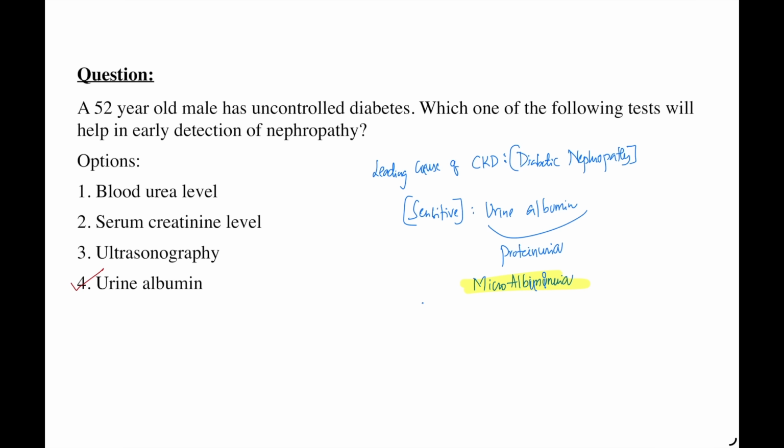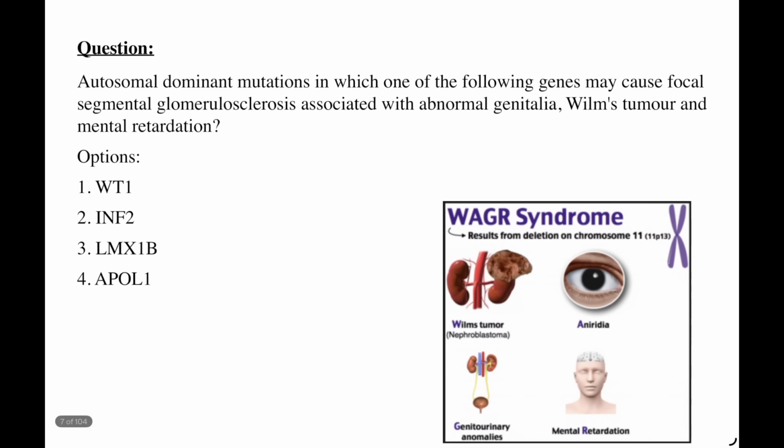Later on, if there is severe damage, chronic kidney disease, then serum creatinine and blood urea levels get affected. If you do an ultrasound, you will see shrunken kidneys. So these are the tests which come later. But the first and best thing that we do is microalbuminuria. The specific test for any kidney dysfunction is estimation of GFR, that is glomerular filtration rate.